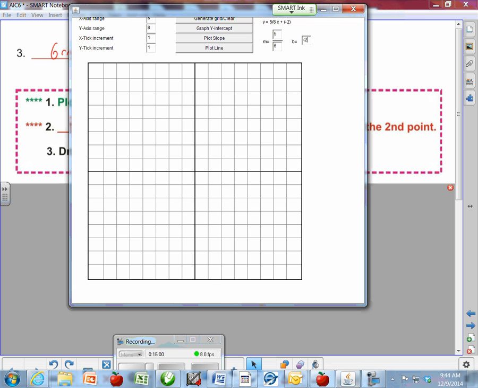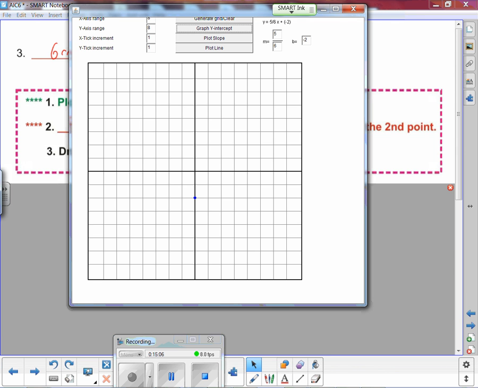All right, so what do you plot first? We're supposed to plot the y-intercept, right? So there's the y-intercept at 0, negative 2. Do you agree? So what does the slope tell you to do from there? Now, I know it's a little small. That's a 5/6. What does the 5 tell you to do? Go up or down, left or right? Up 5, and the 6 tells you to do what? Go to the right 6.